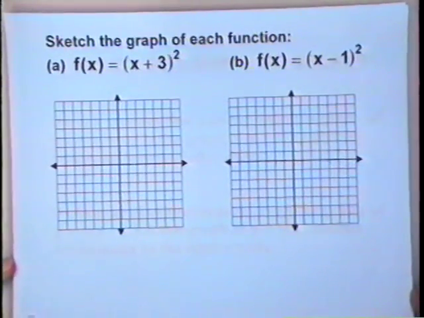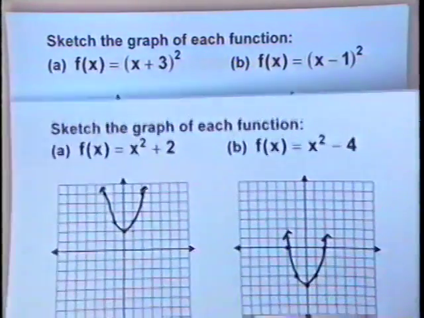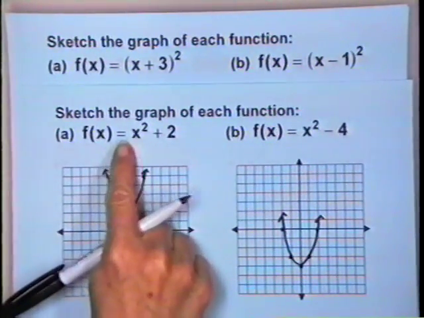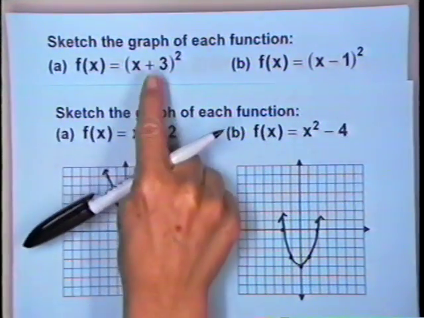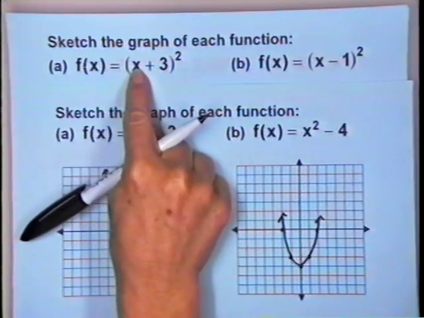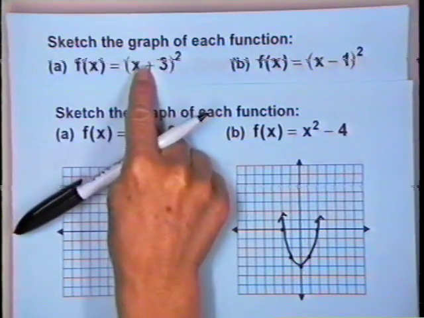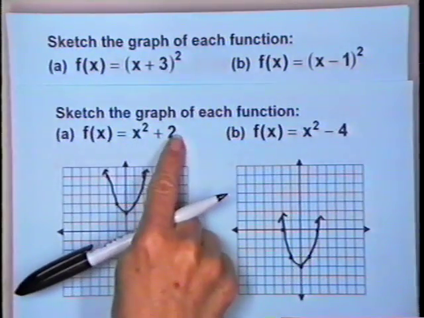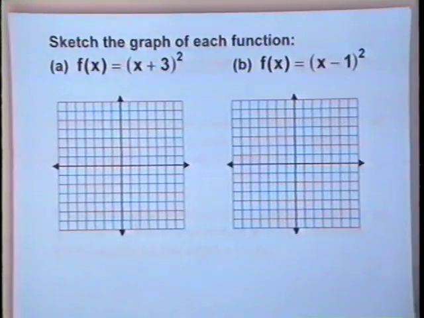Sketch the graph of each of these functions. Now I want you to notice in these equations, they're a little bit different than the ones that we looked at earlier. I'm going to slide this back up here on the screen so you can compare. Notice here we have x squared and then we're adding 2. Notice in this function we're adding something to x first. It's in the parentheses, so we're adding to x first before we square. So that's the difference. Here we're squaring first and then adding. There's a big difference in what happens to our graph, as you will see.